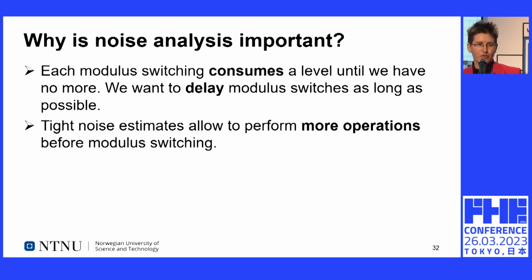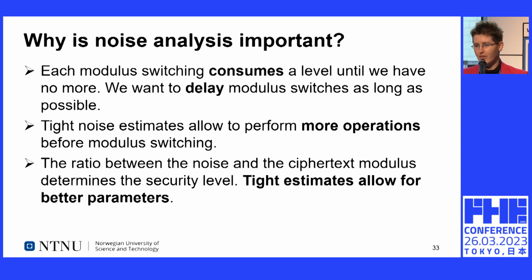For this, we need to have really tight estimates on what the noise looks like so that we can know as precisely as possible whether we still have noise left or not. And also, the ratio between the noise and the ciphertext moduli determines the security level. So if you have a very good idea of how the noise develops, we may be able to set better parameters.